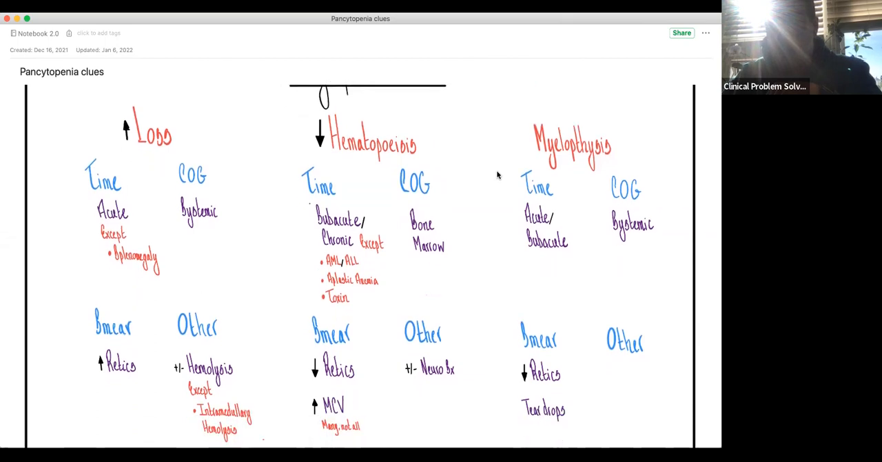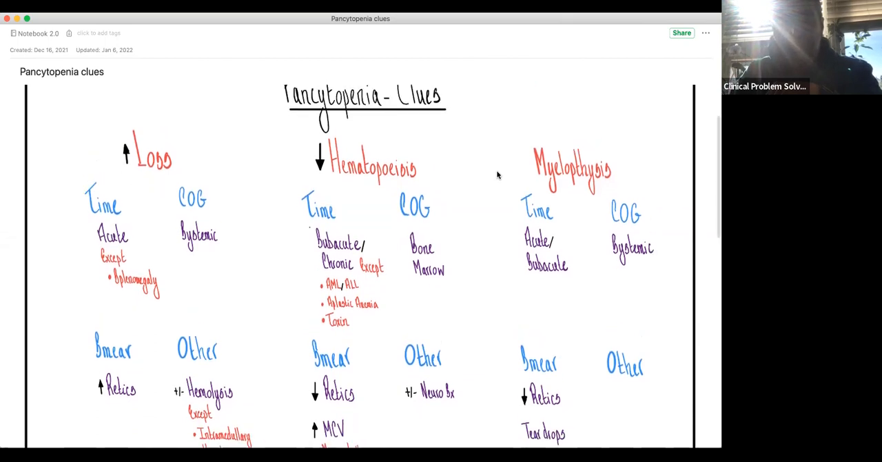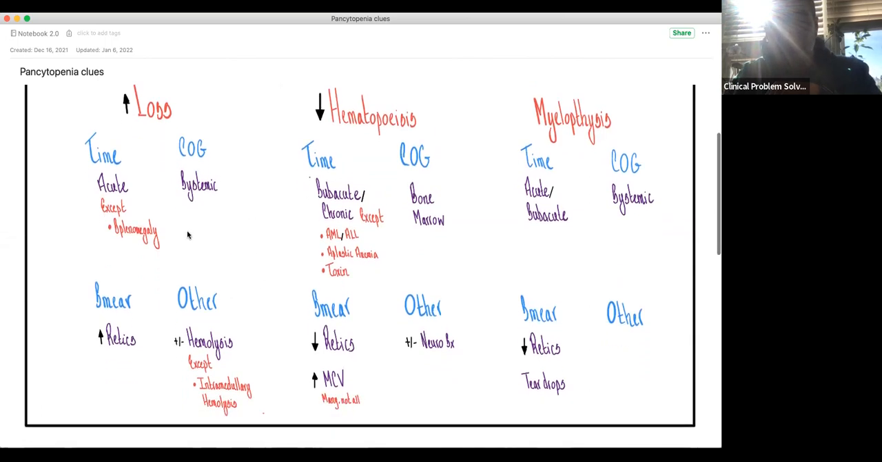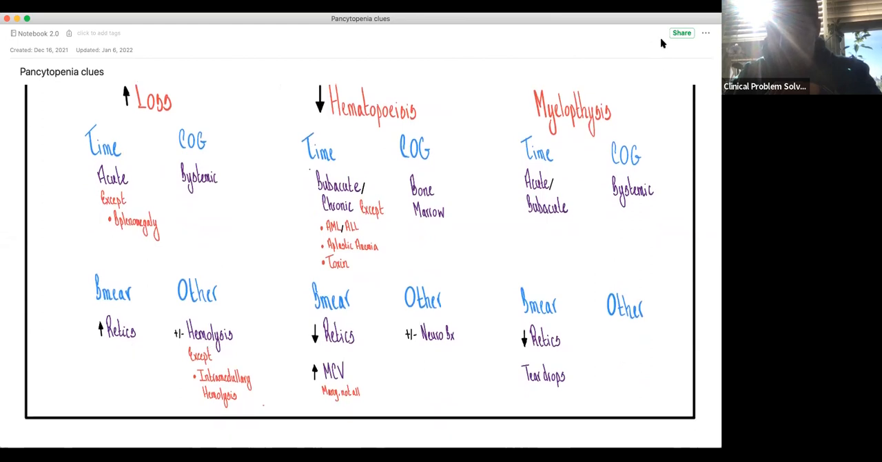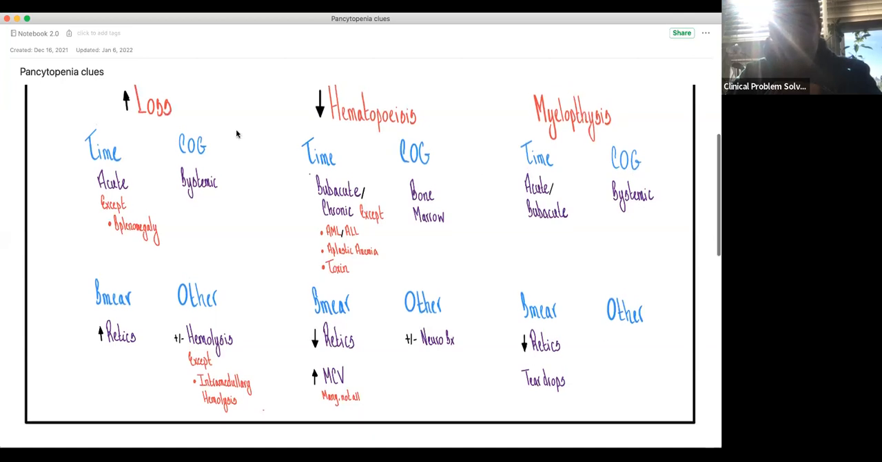The key clues before you start to think about which one it is are to know what the time course is, what the center of gravity of the disease is, what the smear shows, if they're high or low retics, and maybe some other things here or there. This case is a very strong case for impaired hematopoiesis. Why? Because if you just look at the center of gravity of increased loss and myelopathy, it's systemic.